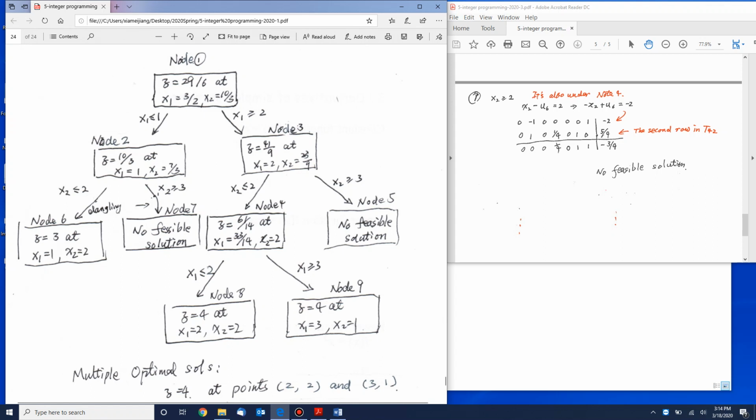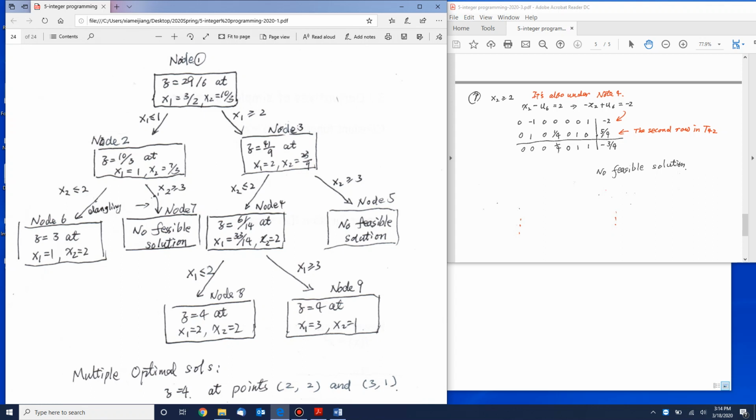Now we have x2 become integer, but x1 is not integer. But we just leave it here, let it stay there, dangling. We work on x2 greater than or equal to 3. When we bring this new constraint into the final tableau of node 3, we found that there's no feasible solution, so we just leave it there. Node 4, we have to continue to work on it.